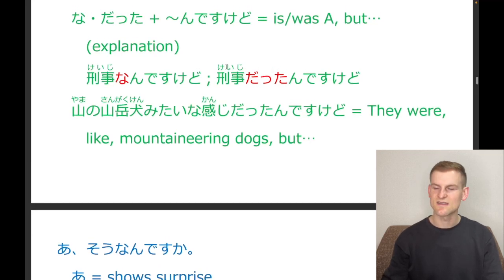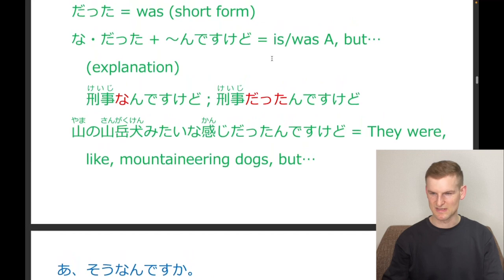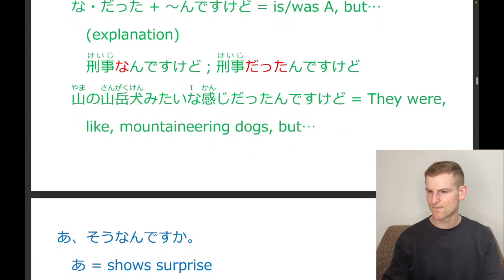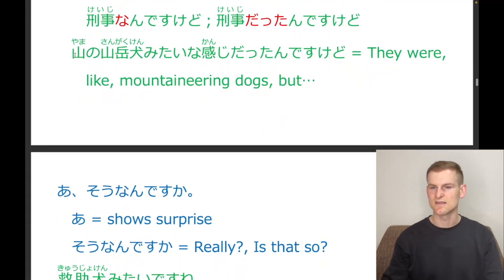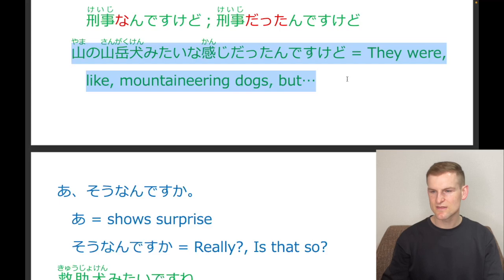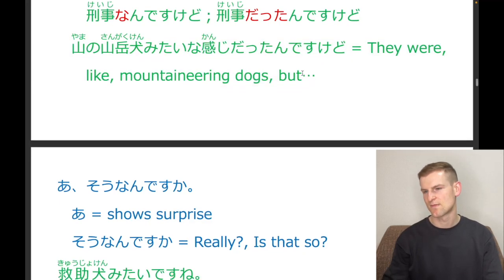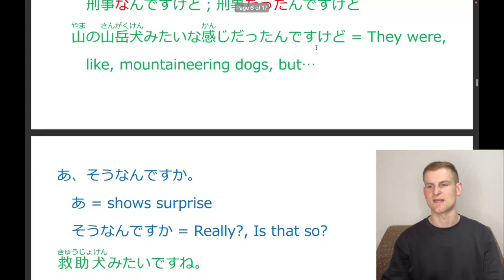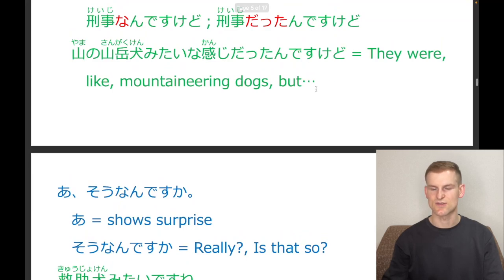Don't worry too much about the details of this yet. Just see if you can accept it as it is for now, and you'll pick up the nuances of this type of phrase over time, I believe. Okay, so let's take a look at the sentence. 山の山岳犬みたいな感じだったんですけど. So they were like mountaineering dogs, but. This but at the end here is a way of implying that there's more to be said, but he's not going to actually say it. He didn't actually have an extra thought. If you listen to the dialogue, I think that'll be pretty obvious.